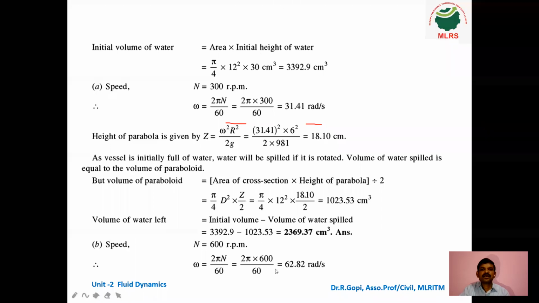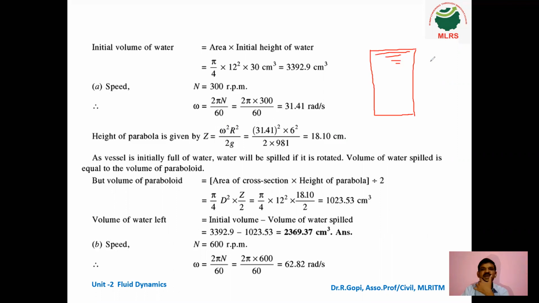So next, initial volume of the water. The first step is to calculate the initial volume of the water. See, the container is there. This is the container. Okay, so water is up to this level. So this is the water. What is the diameter? 12 centimeter, and height is 30 centimeter. Okay, so this is the given data.